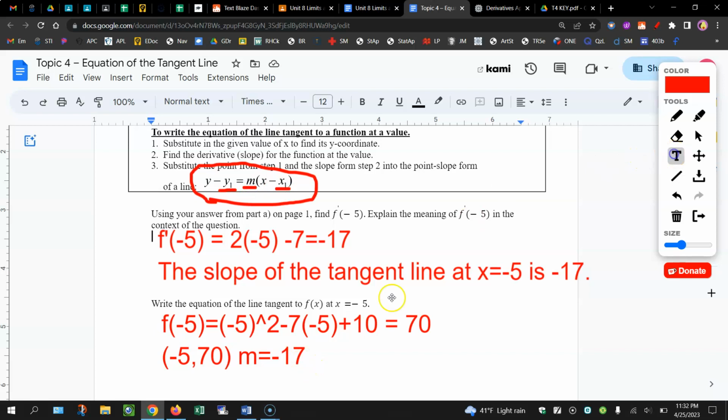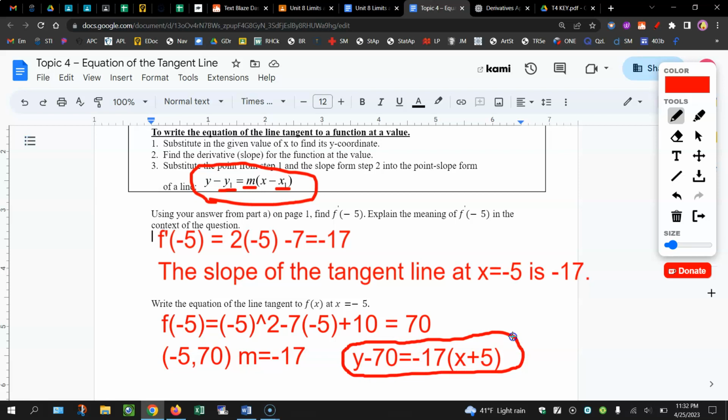So going back down here, this is going to look like y minus 70. That's this y-coordinate here, equals the slope, negative 17, times x minus a negative 5, which we're just going to rewrite as x plus 5. And what this is, this right here is your equation of the tangent line at x equals negative 5. At a different x value, the equation of the tangent line is going to be different.